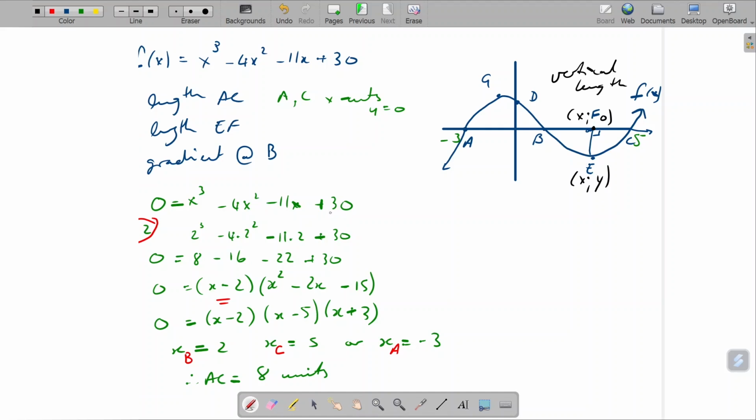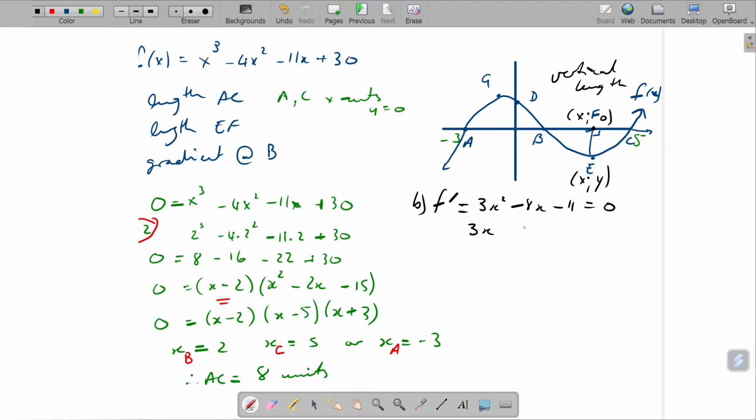E, as you said, is a local minimum. So we are going to therefore find the derivative, f prime equals 3x² − 8x. This is similar to one we did before, − 11. And to get a stationary point, we make that equal to 0.